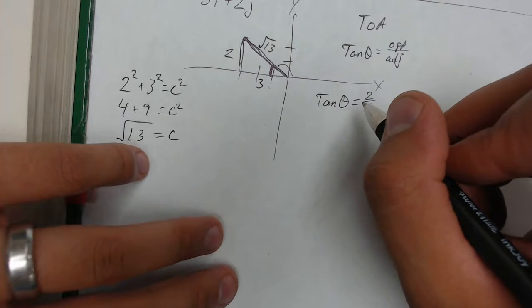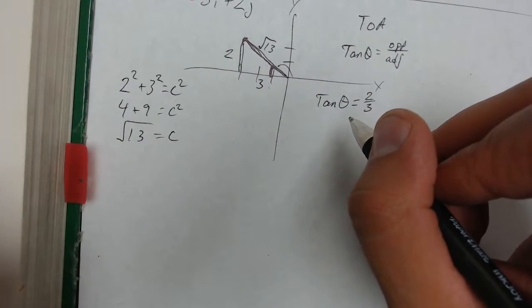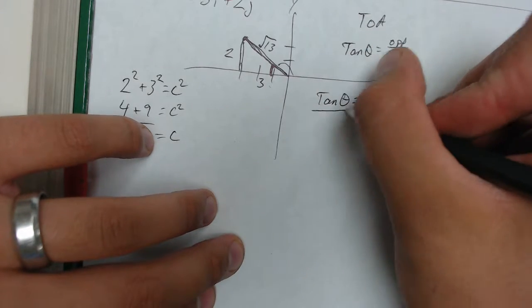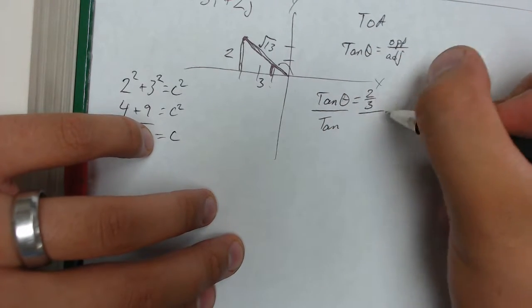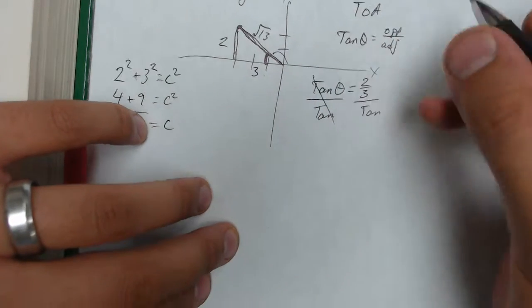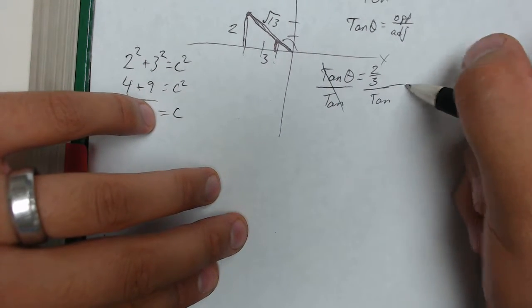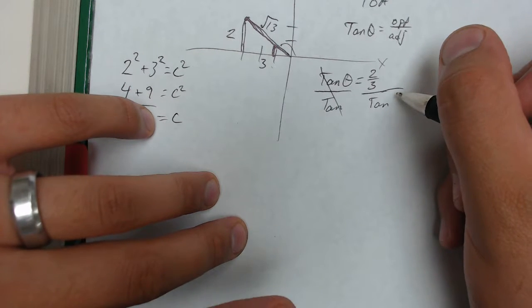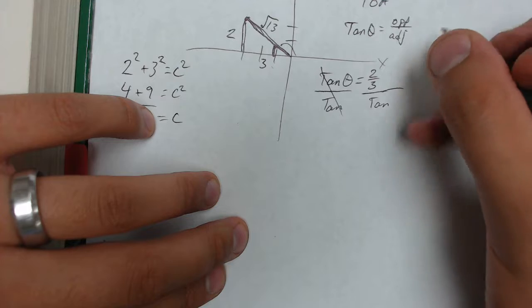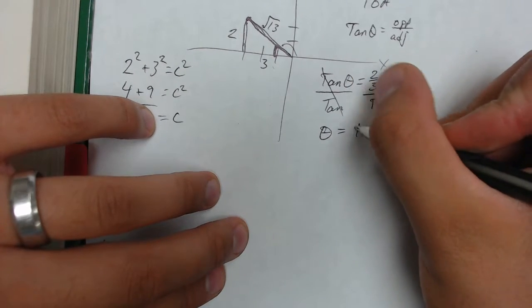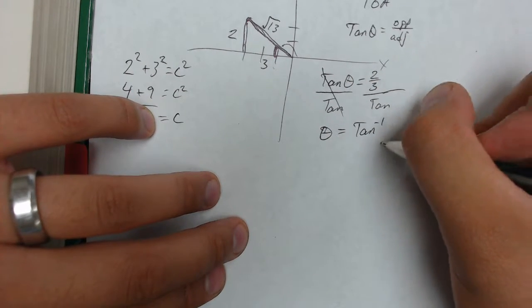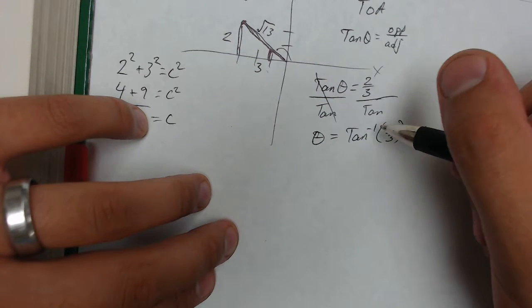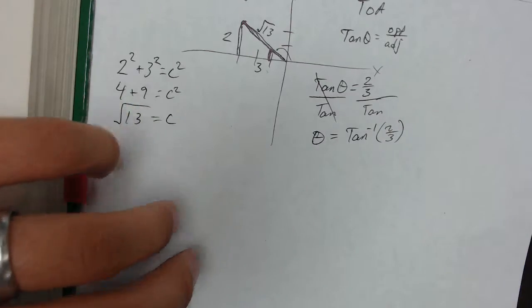Now, to find the individual angle, this is where it gets a little interesting. We could divide by tangent on each side, right? And then tangent technically has an exponent of 1, so to move it to the numerator of this fraction, it would become tangent negative 1. So what we have now is theta equals tangent negative 1 of 2/3. All right, and that's where that comes from on your calculator. It's the inverse of tangent.